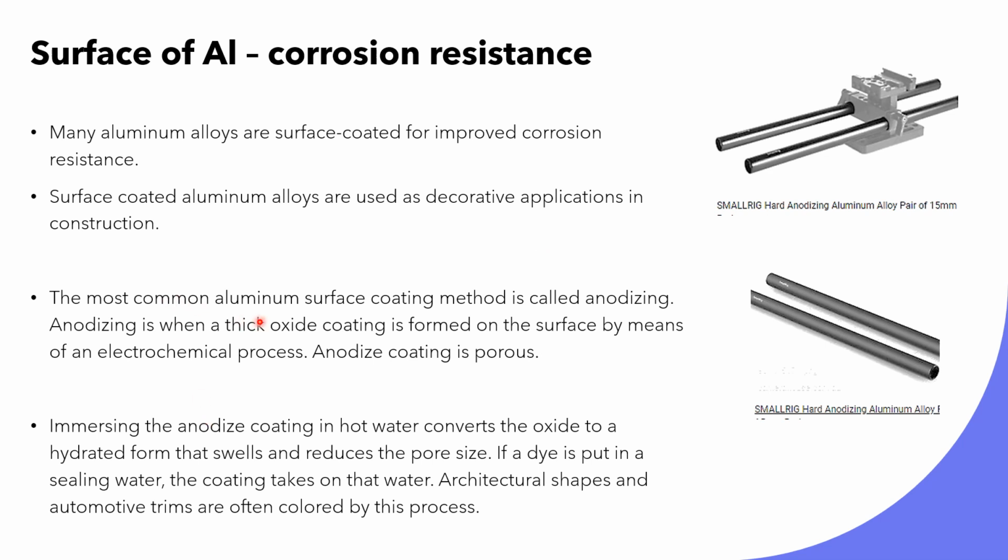The most common aluminum surface coating method, when we coat the aluminum surface, we call anodizing. Anodizing is just a thick outside coating, and we make it by using an electrochemical process.